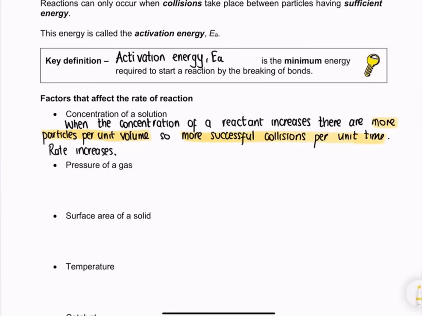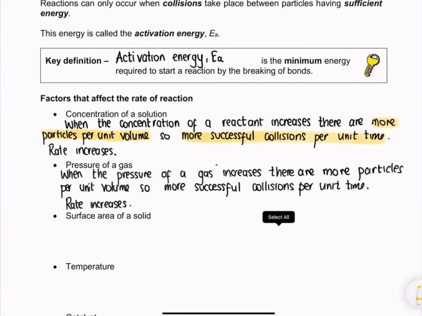So pause the video again and see if you can write why pressure affects rate. So here we go. When the pressure of a gas increases, there are again more particles per unit volume because you've squashed that gas into a smaller space, so more successful collisions per unit time. Again, rate increases. So very much the same reason there, but just about gas pressure.